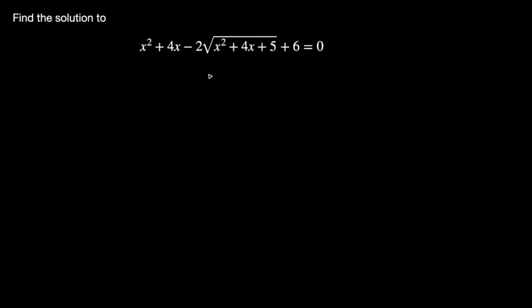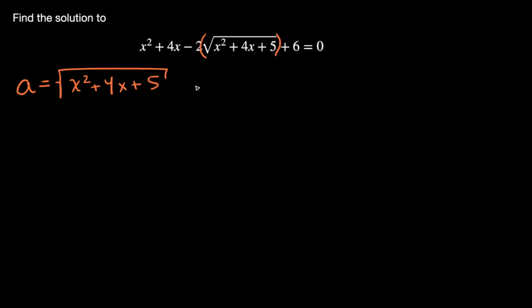deal with at first. But what we can notice is that what we're trying to avoid is this square root expression right here. Even more to that point, we have x squared plus 4x here, which is a part of this square root expression. So let's see what happens if we can assign a variable to this square root expression right over here that'll allow us to solve the problem. So let a, for example, equal the square root of x squared plus 4x plus 5.